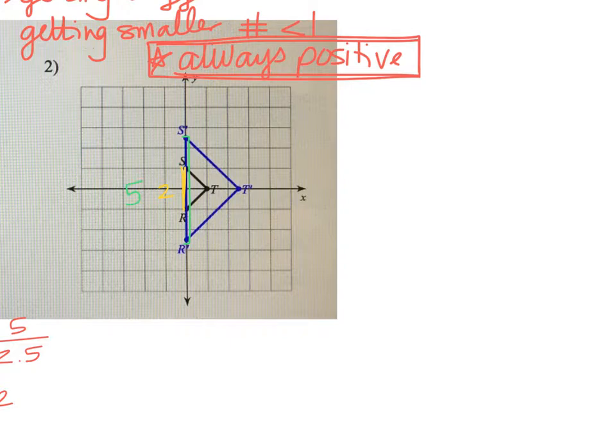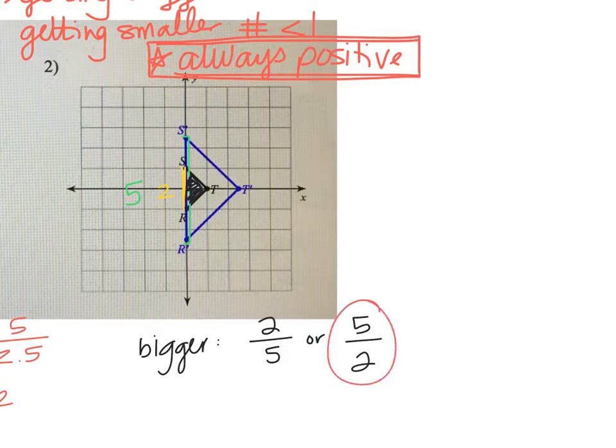Okay, so we're going to compare those. Now notice this time, I'm going from pre-image, which is the one without the apostrophes, to the larger one. So this is getting bigger. So again, I'm going to start my scale factor. It's either 2/5 or 5/2. And I want it to be getting larger. So which one of those numbers is larger than 1? Well, the 5/2 is bigger than 1. So this would be the scale factor for this problem.